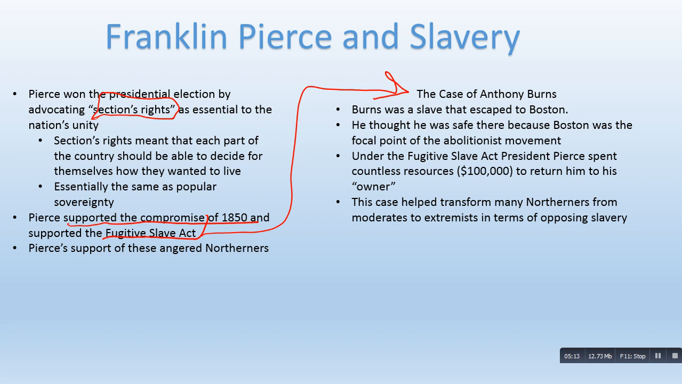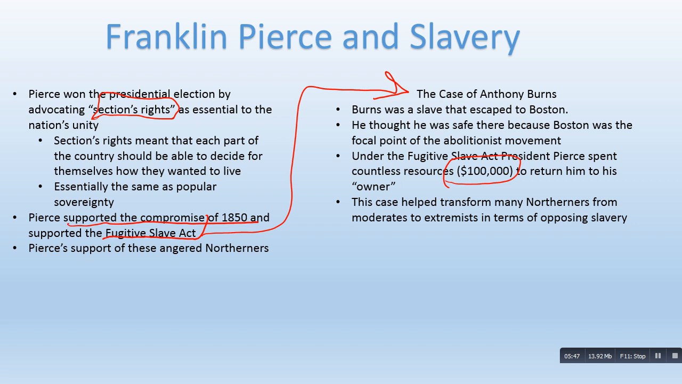People were sent to catch him, and he was held in a local jail before the judge would rule on it. And there was such an amazing outcry from the people of Boston and surrounding areas that extra troops and a lot of extra security had to be brought in. It ended up costing about $100,000, which in those times was a lot of money, to return him to his so-called owner. And this was a multiple slap in the face to the people who were against slavery.